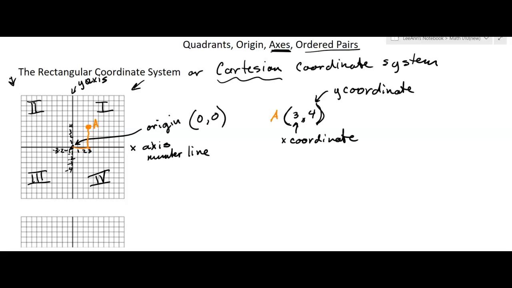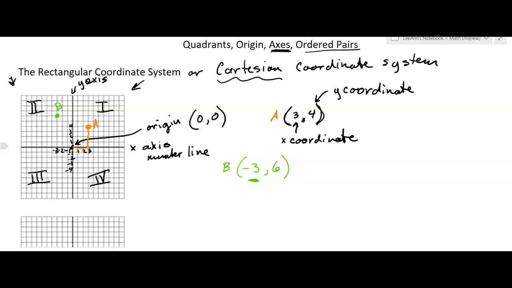Okay, so let's do another ordered pair. Let's graph -3, 6. So that means I'm going -3 along the x-axis, and then I'm going to go up 6. So right here, we're going to call that point B. Okay? So I'm going 3 to the left, and then I'm going 6 up. That point B is in quadrant 2.